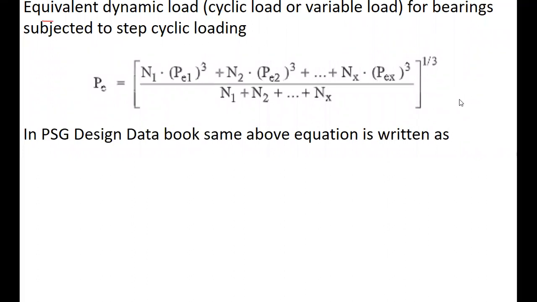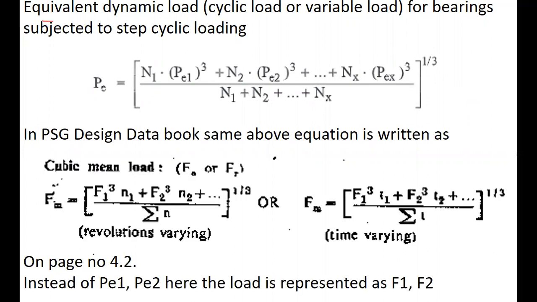And if you want to find this equation in the PSG design data book, then on page number 4.2, you won't find the same equation, but you will find an equation just similar to this. The only difference is that instead of this PE1, equivalent dynamic load, they have used the words F1, F2, F3. So if you don't want to remember this formula, it is available on page 4.2 of the PSG design data book.